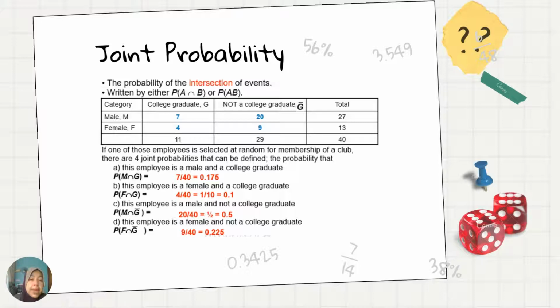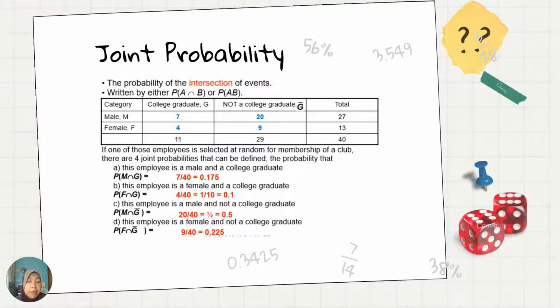Then the employee is a male and not a college graduate. Okay, male and not college graduate. As you see, it is denoted by G. So 20/40. So male and not college graduate, you can go here. You have to take the value of 20/40.